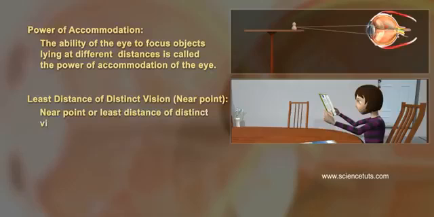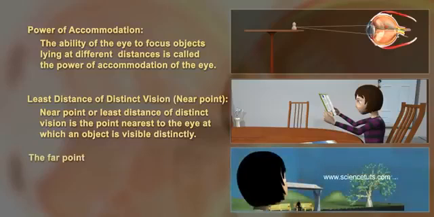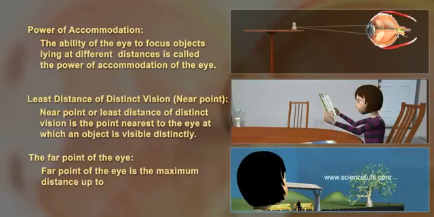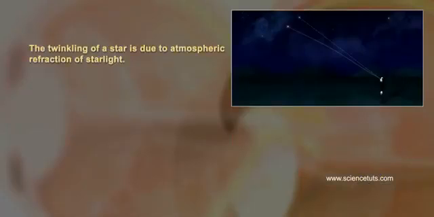Least distance of distinct vision, near point. Near point or least distance of distinct vision is the point nearest to the eye at which an object is visible distinctly. The far point of the eye. Far point of the eye is the maximum distance up to which the normal eye can see things clearly. It is infinity for a normal eye. The twinkling of a star is due to atmospheric refraction of starlight.